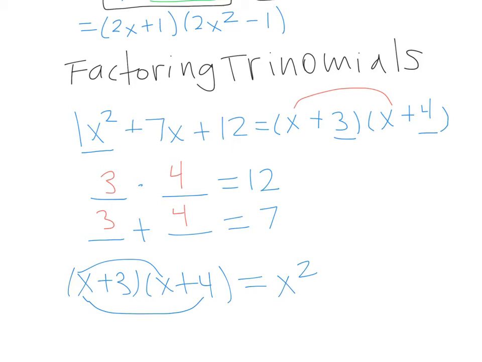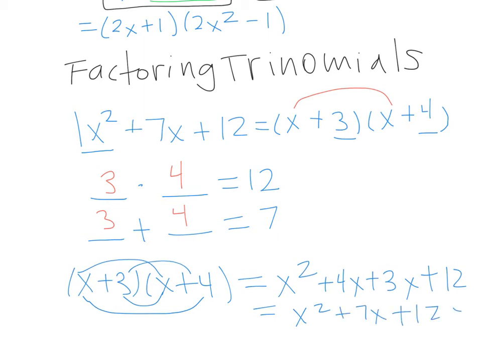Outer times outer, we get a 4x. Inner times inner, we get 3x. And last times last, we get 12. And then combining those middle two terms, we end up with what we started off with. Okay, so that's the easiest, most straightforward way to factor a trinomial.